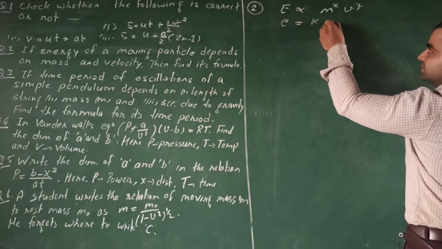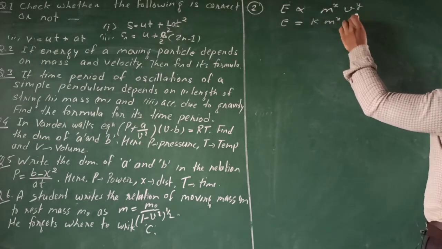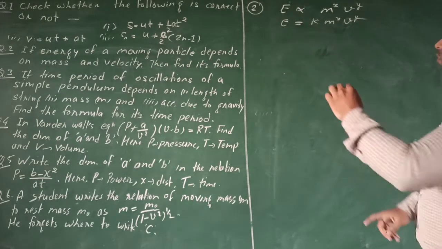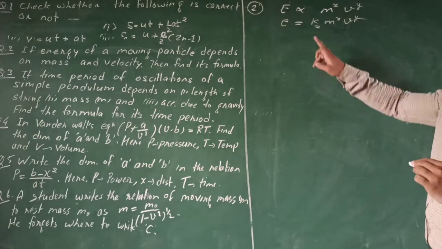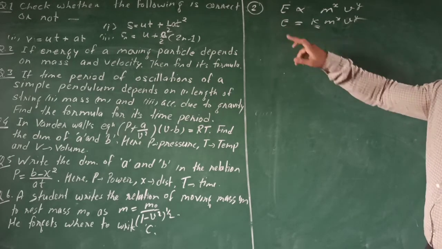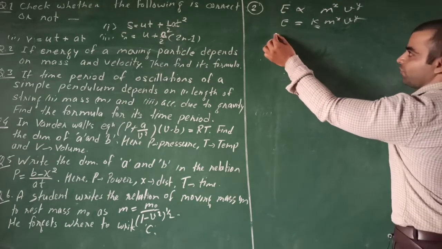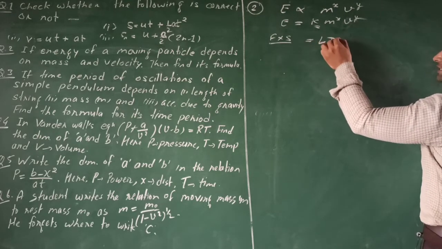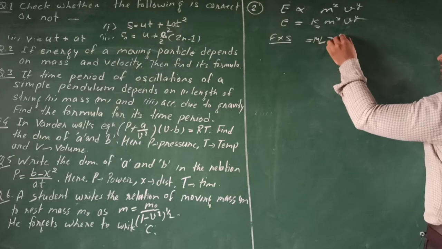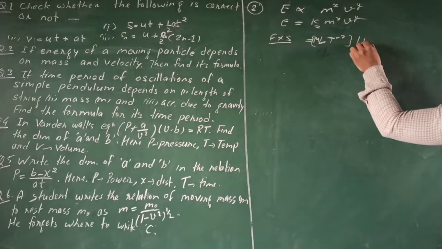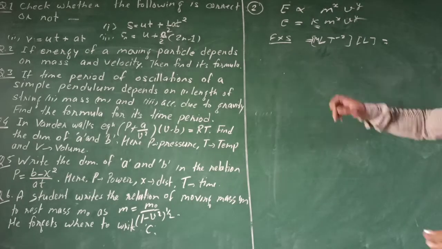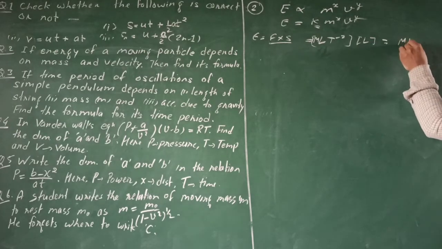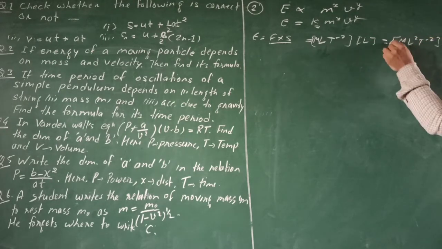Here will be any constant, and constant has no dimension, so it has no use here. For energy, find out the dimensions. Energy is work, force into displacement, we can say. For force, M L T minus 2, and for displacement, L. Here for energy it will be M L square T minus 2, M L2 T minus 2, you can say.